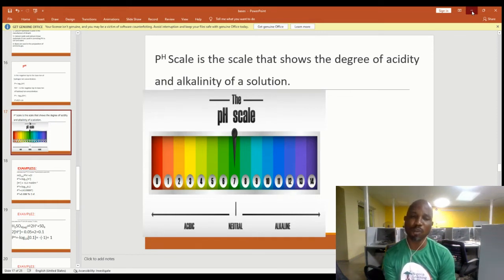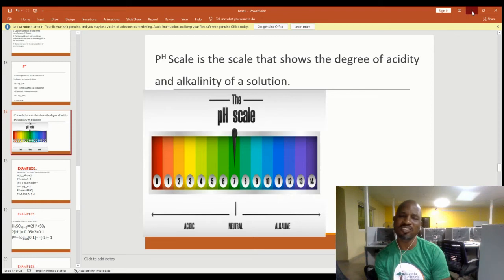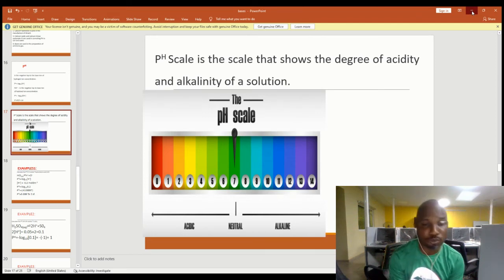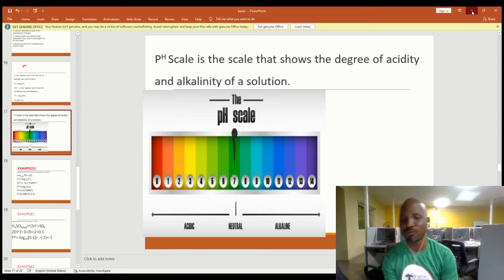And as you are moving away from 1 and moving towards 7, the acidity is decreasing, so that we can say a pH of 1 is more acidic than a pH of 2, a pH of 2 is more acidic than a pH of 3, and a pH of 6 is the least acidic before you get to neutrality. So at 7, a sample solution is said to be neutral.